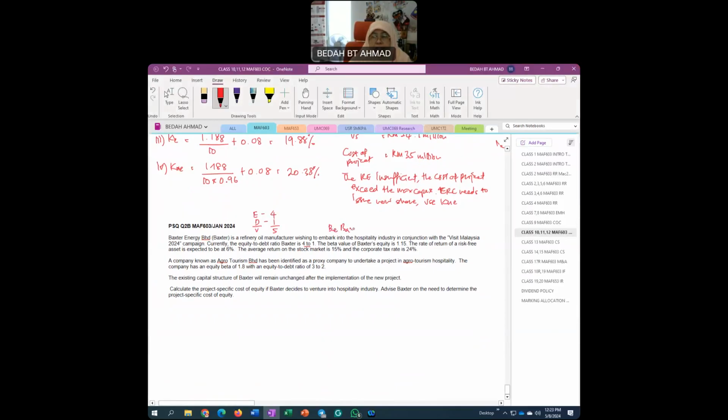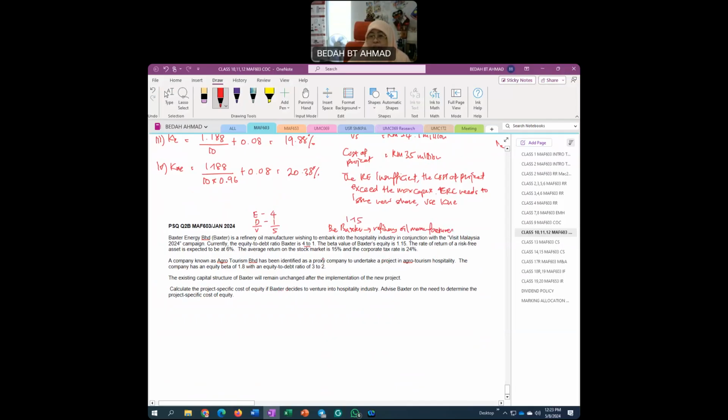This is the beta equity of Baxter, a refinery oil manufacturer. So this is the existing business. We will not use this because we want to use it for the new business, which is the hospitality industry. So this 1.15 beta equity is not relevant to our calculation because it is for the existing business, refinery oil manufacturing. We need to calculate the new one.